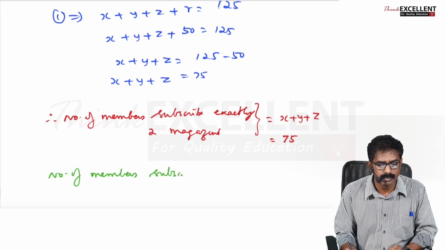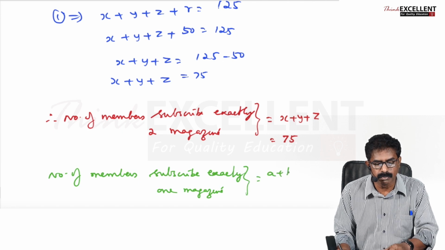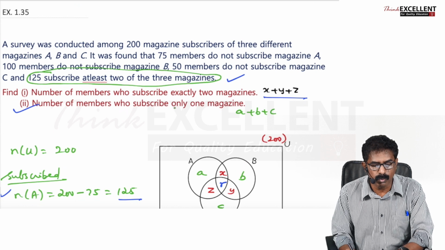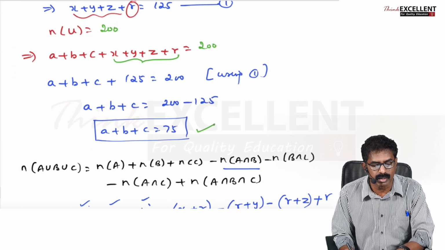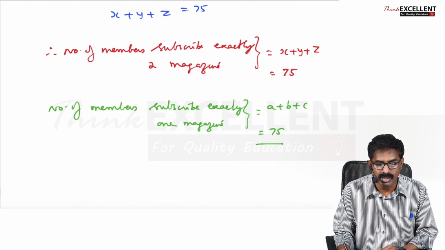And the second one, number of members who subscribe exactly one magazine, right? That's what they asked. So that we taken as A plus B plus C. Please listen here. Number of members who subscribe only one magazine, that is A plus B plus C, and that A plus B plus C already we got as what? 75. That is A plus B plus C. So that is also 75.